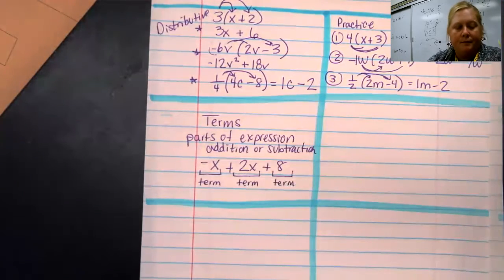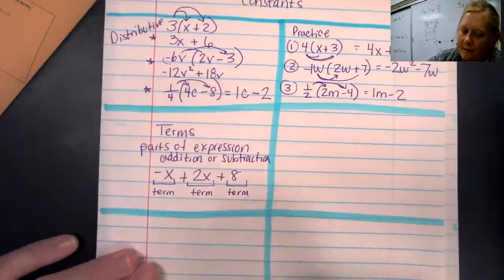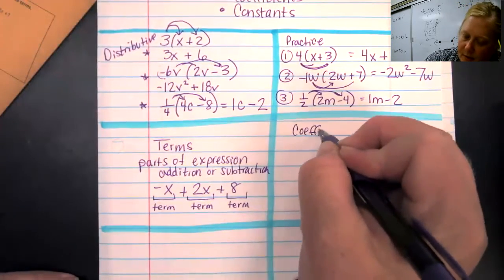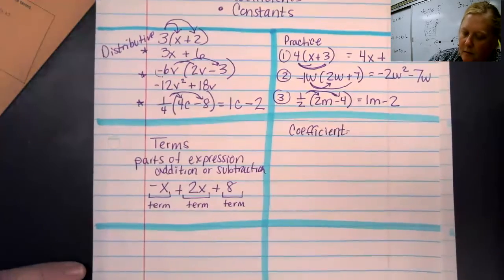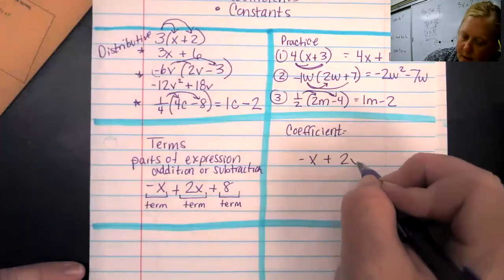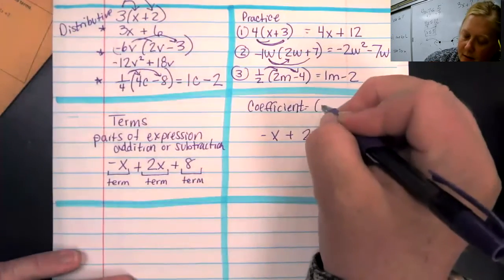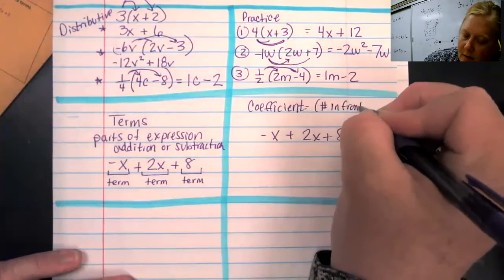Okay, now of those terms, we have something called coefficients. Okay, so let's take our same expression. The coefficient is the number that's in front of the variable.